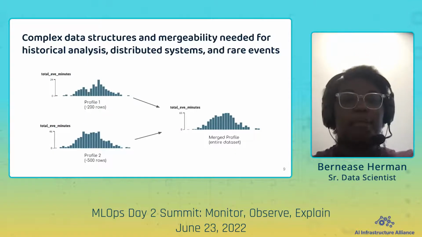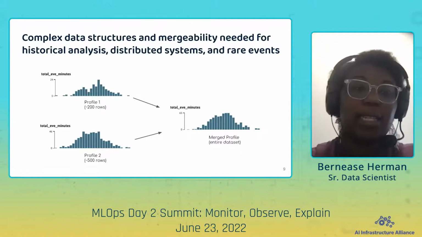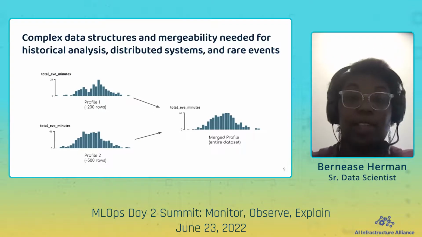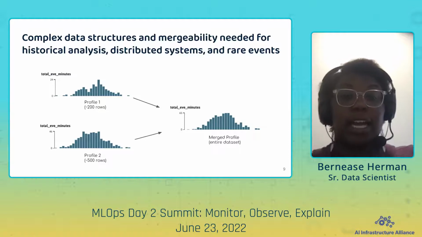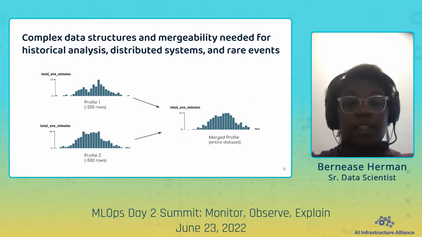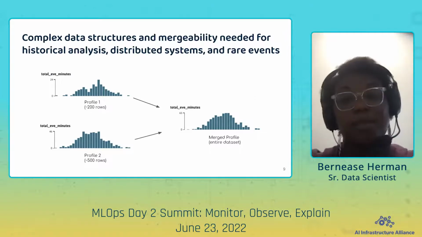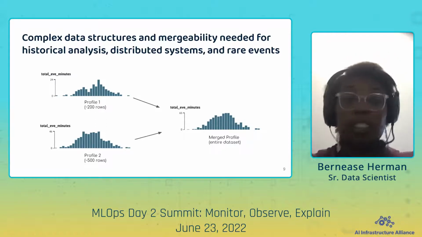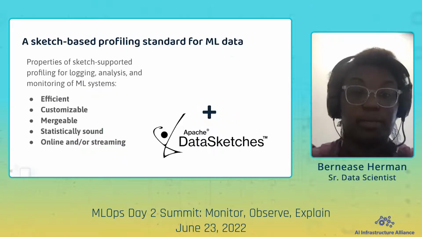So these complex data structures that go beyond the scalar metrics are what are going to be key here. So that, along with mergeability, I've mentioned in several cases where you'll have some amount of data and you'll have some other data, maybe for another time or another system, and you want to be able to combine those intelligently. And that's really difficult to do with scalar.